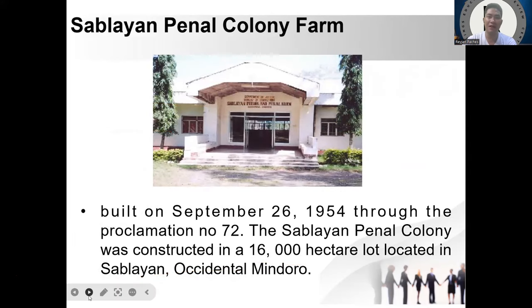Then we have the Sablayan Penal Colony and Farm. Ang Sablayan Penal Colony and Farm class that was built in Occidental Mindoro on September 26, 1954. That was on Proclamation Number 72. 16,000 hectares class ang kinatatayuan ng Sablayan Penal Colony and Farm. Again, ulitin natin. Ang Sablayan Penal Colony and Farm that was built on September 26 sa Occidental Mindoro. Okay, so yan.